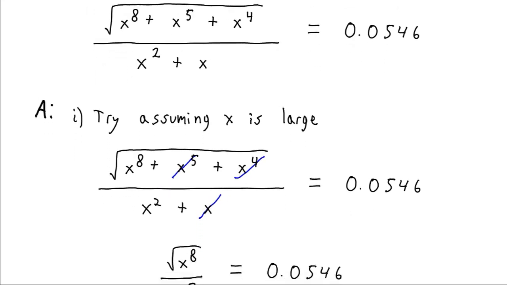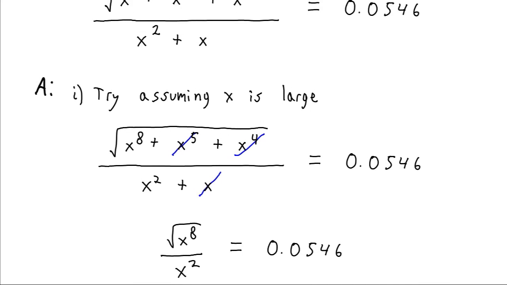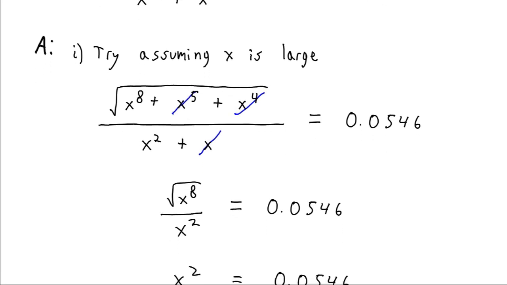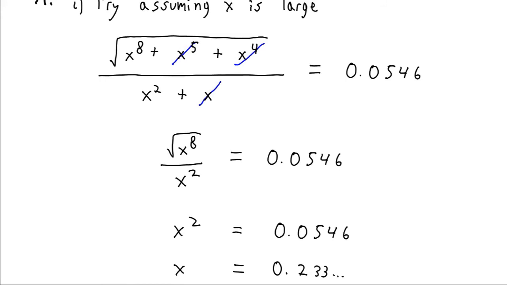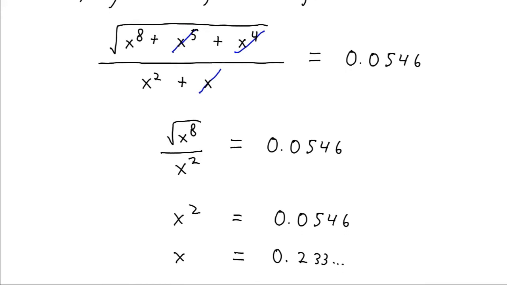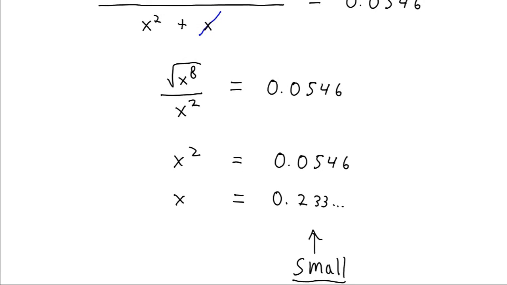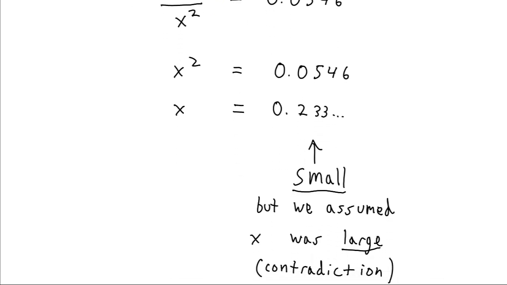So we have the square root of x to the 8th power over x squared. And x to the 8th square root is going to simplify out to x to the 4th. So we have x to the 4th over x squared. That's just going to be x squared, when we divide it, is equal to our 0.0546. Now if we take the square root of that, we get 0.233. Well, that's a very small number, which is bad because we assumed that x was a large number. And so since this is a logical contradiction, we know that our hypothesis was incorrect, and this is definitely not the value of x.